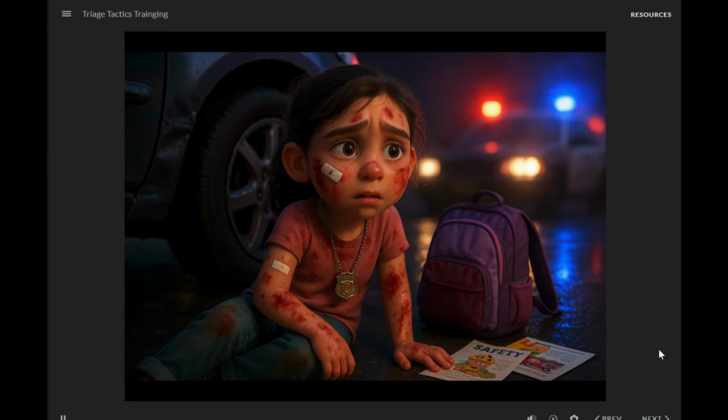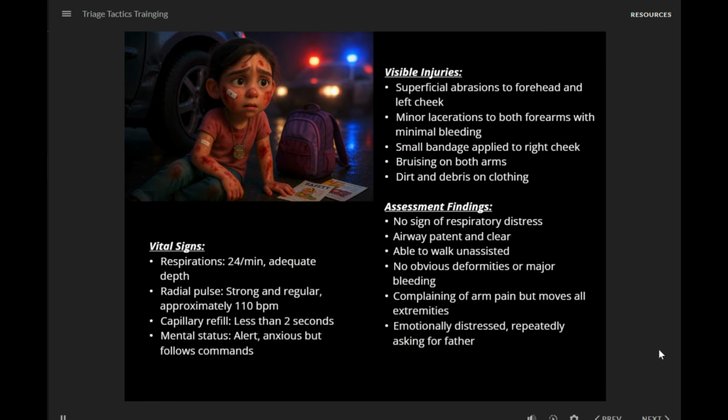For the EMT approaching her, Sarah isn't just another patient in a mass casualty incident. She's someone's daughter, someone's whole world. Your assessment begins now. Patient is an 8-year-old female, alert and oriented, ambulatory at scene. Patient is crying and calling for her father.